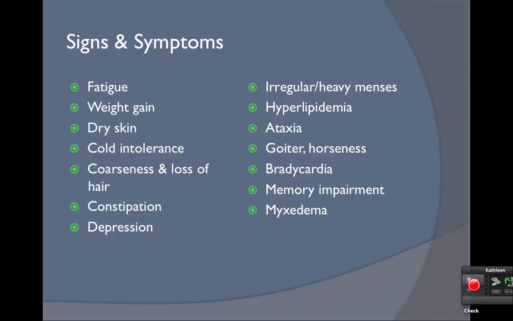In myxedema, what often you'll see is thickened, scaly, doughy skin, enlarged tongue, muscle weakness, joint complaints, hearing impairment, bradycardia, possibly cardiac enlargement, pleural effusion, and ascites.